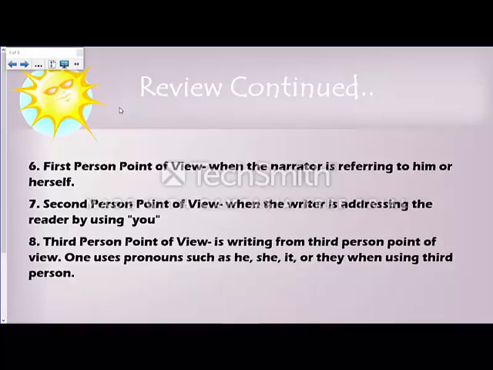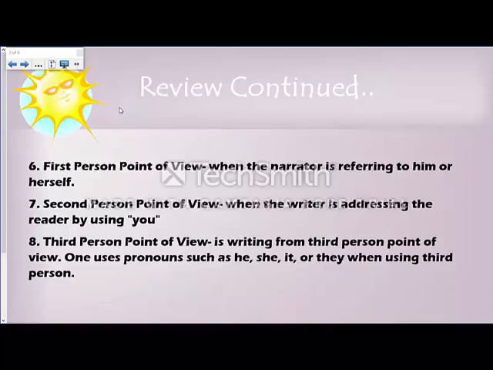First person is when the narrator is referring to him or herself. So for example, if I said, "I am hot," that is from a first person point of view because I use the pronoun I. You're talking about yourself. You're referring to yourself. We is also a first person point of view pronoun.